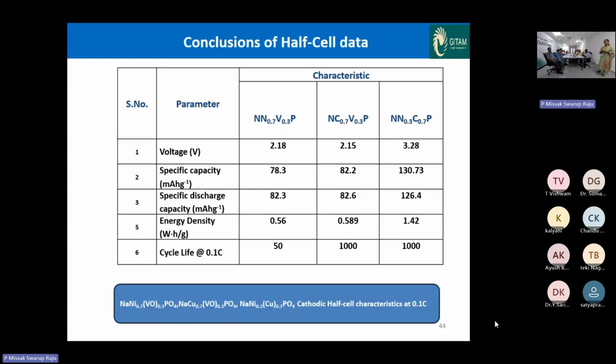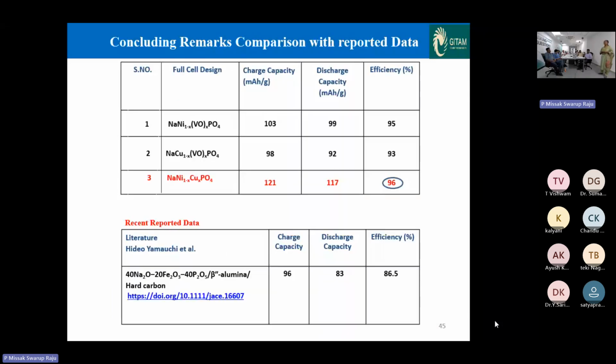Specific discharge capacity is nearly 126.4, that is a high value. Energy density is also 1.4, a high value, and the life cycle can be maintained up to 1000 cycles also. So that's why these are the conclusions of the half cells out of the three samples. Now the concluding remarks, comparing the reported data.